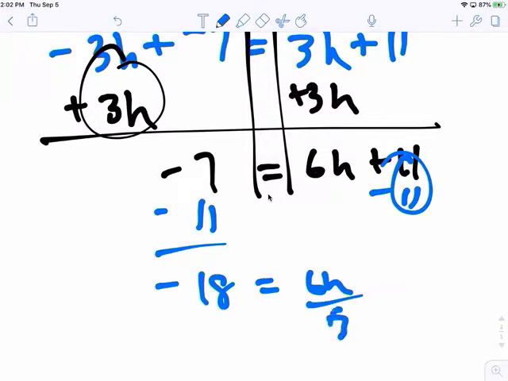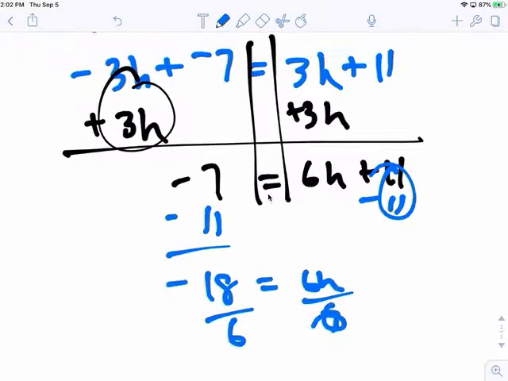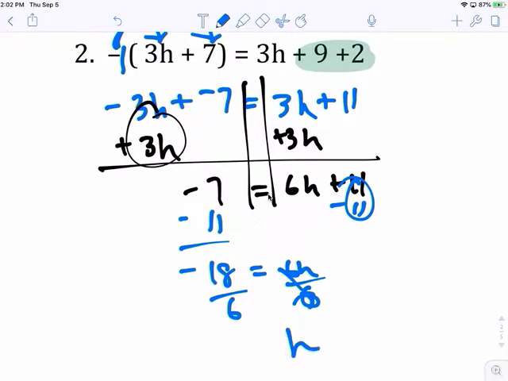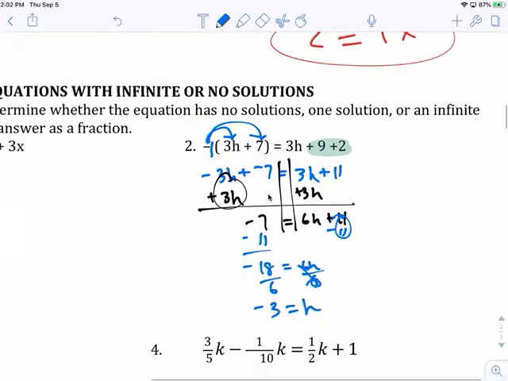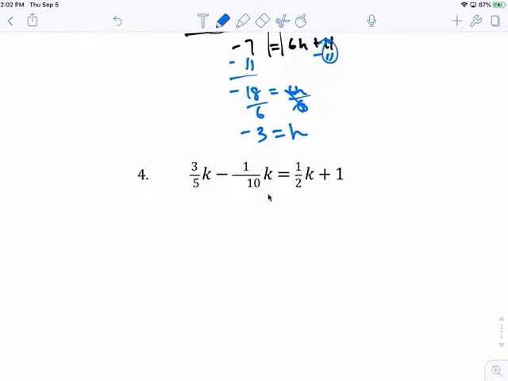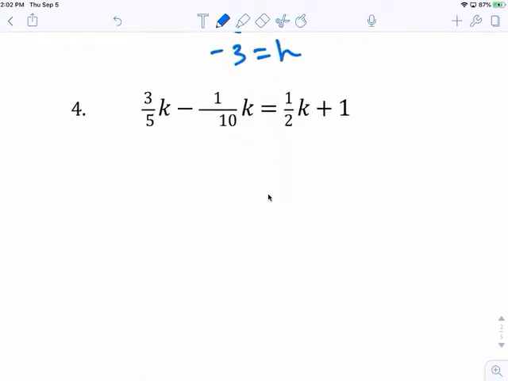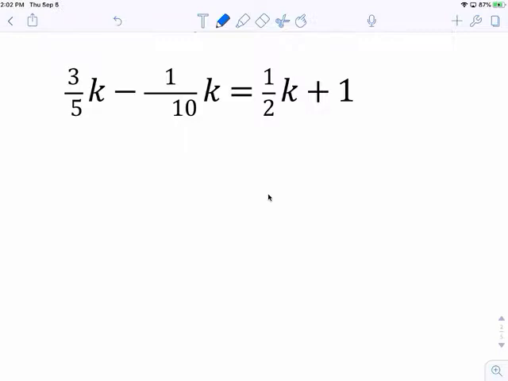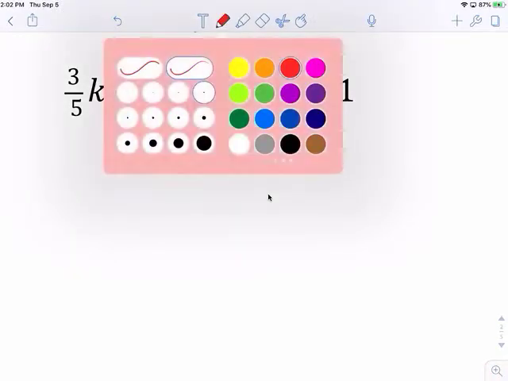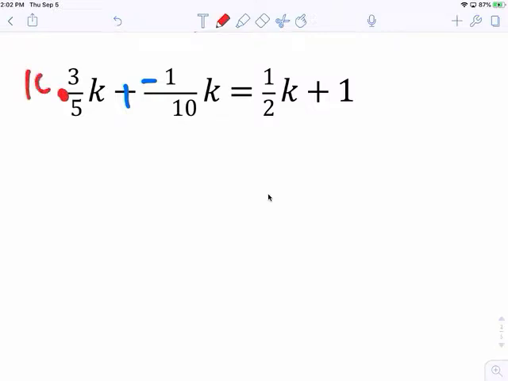Divide by 6. h equals negative 3. Okay, number 4. You need to find the least common denominator. Additive inverse first, of course. The least common denominator is 10. So you multiply all of them by 10.